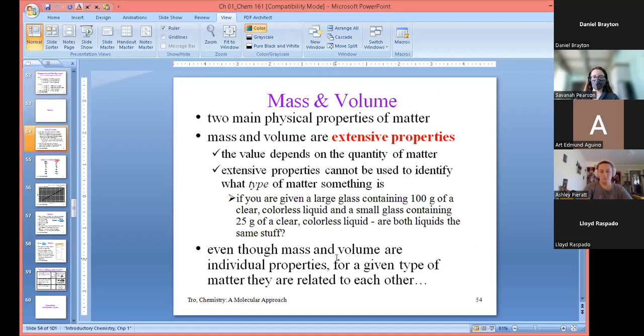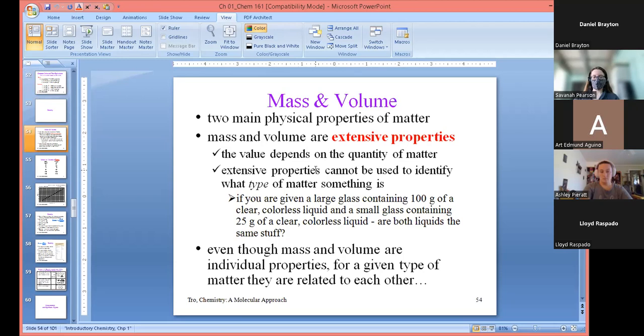Okay, density. So what makes up density is the mass and the volume. And these are extensive properties, so the value depends on how much material you have. But density is an intensive property. It doesn't matter how much of that material you have.